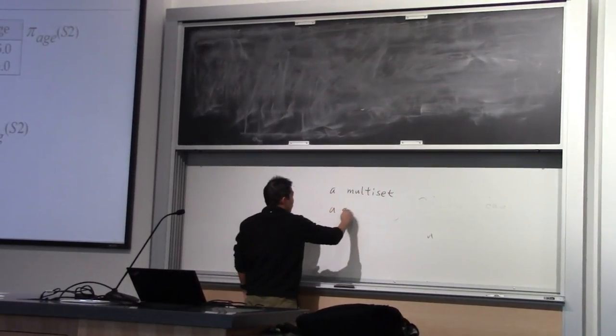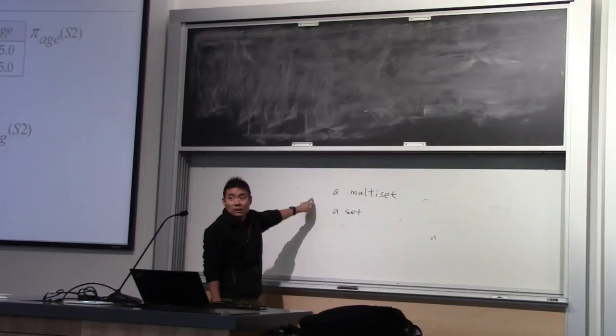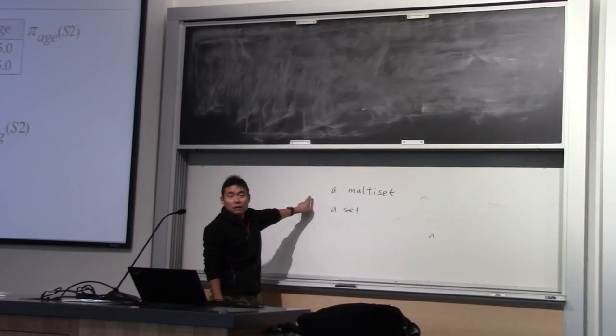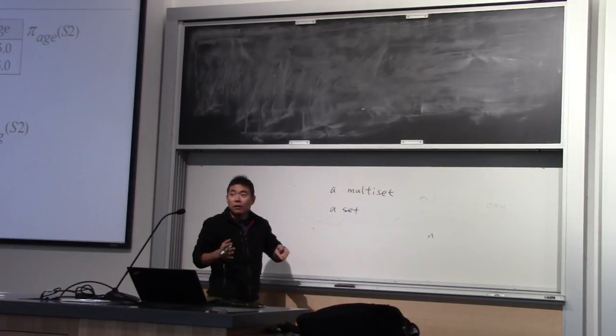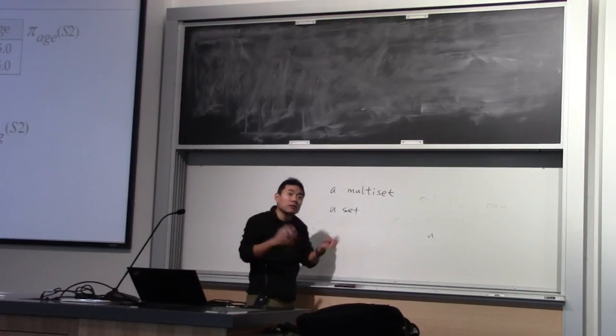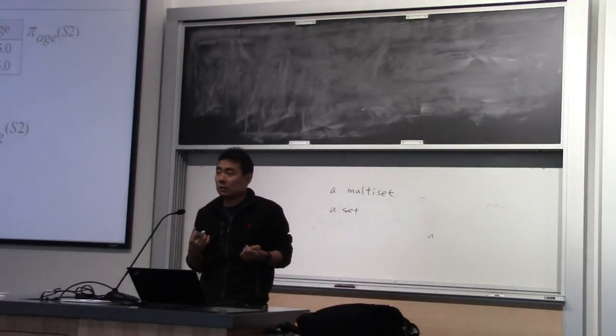Mathematically, there's a difference between a set and a multiset. Can someone tell me what's the difference of the two? What's the definition of a set? What's the definition of a multiset? The difference is, a set is a collection of distinct elements. A multiset is a collection of elements that potentially have duplicates.